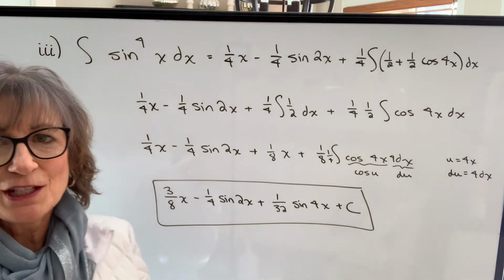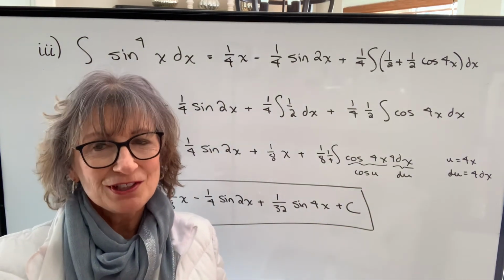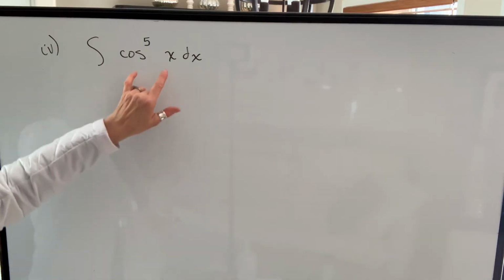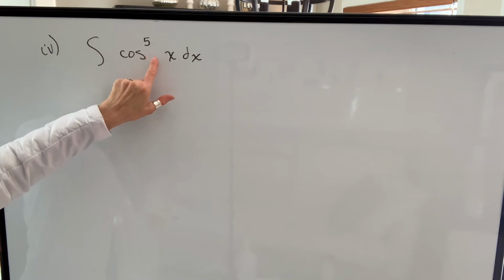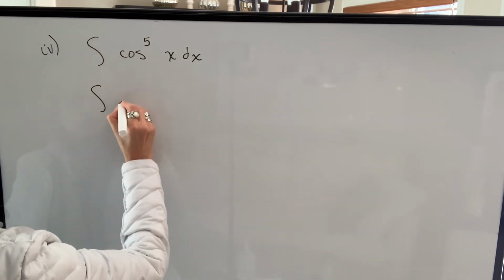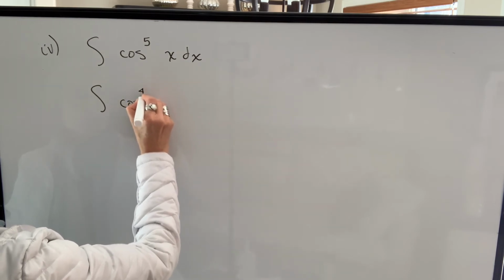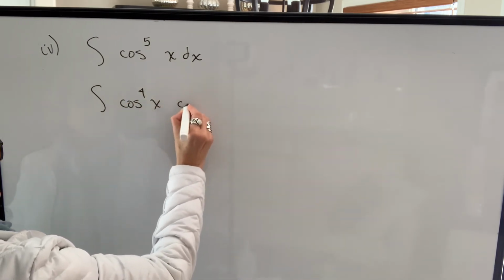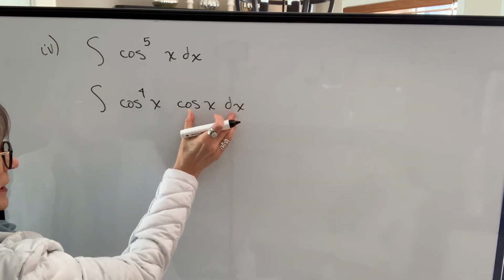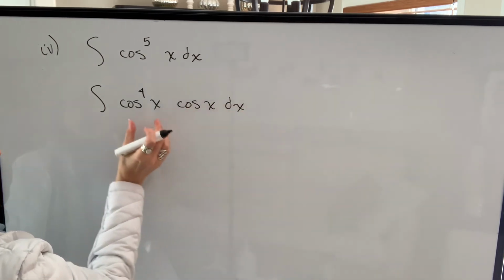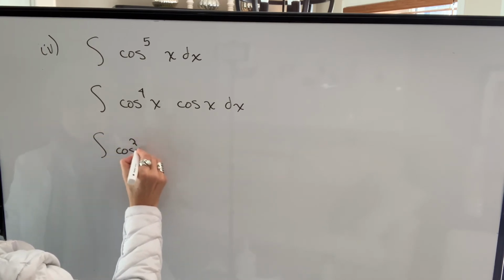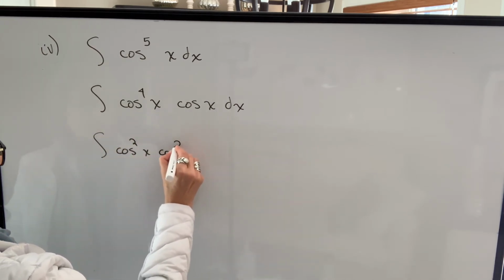So there's lots of steps using these identities and knowing which identities to use. Let's look at one last example. In this example, we have the cos of x to the power of 5. So what I'm going to do is split that up into cos to the 4th power of x times cos of x. Now this is going to end up being part of my du factor, so I'm going to leave that alone. But with this, I'm going to divide this into cos squared x times cos squared x.